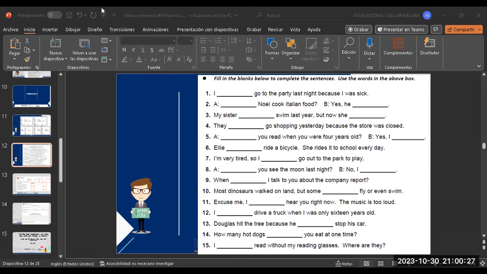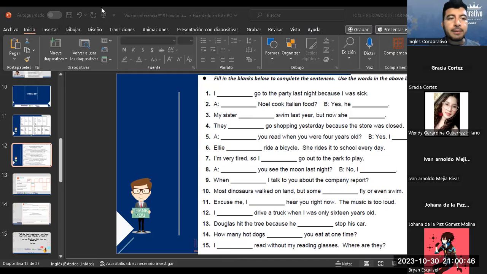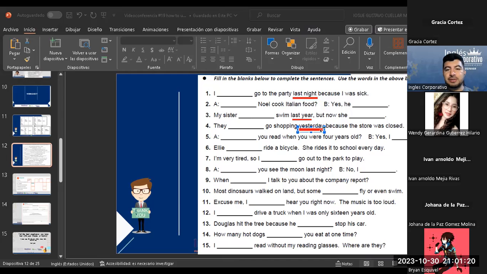Le voy a dar una clave. I'm going to give you a key of these sentences. For example, when we have in context, cuando tenemos el contexto de una oración y aparecen estas frases. Por ejemplo, last night. Estamos diciendo anoche. Entonces, vamos a utilizar el could o couldn't. Last year, el año pasado. Can solo es para presente. Can, can't, ya sea en cualquiera de las formas, es en presente. Could es pasado. Yesterday, está hablando de ayer, entonces va a ser could, couldn't, y así sucesivamente, ¿verdad?